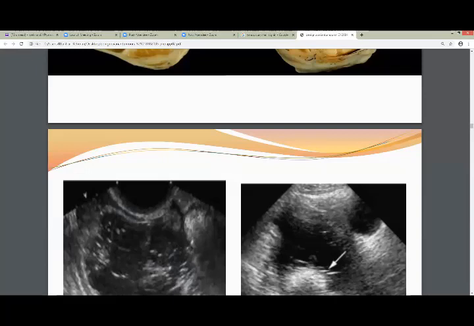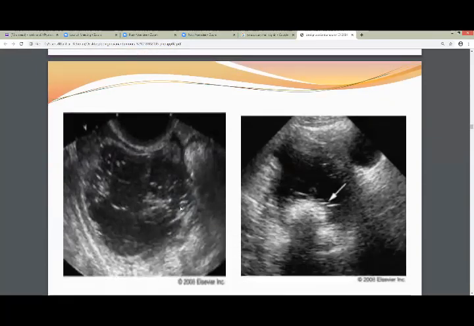Now, what is this ultrasound picture telling us? This arrow is pointing towards some shiny structure, and this is the teeth. This is the teeth which is appearing in the ultrasound scan as the shiny structure. So this can also be present in a dermoid cyst.